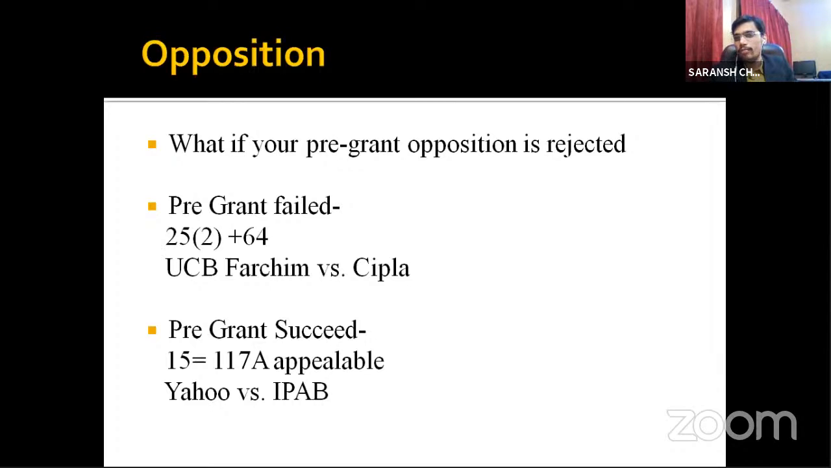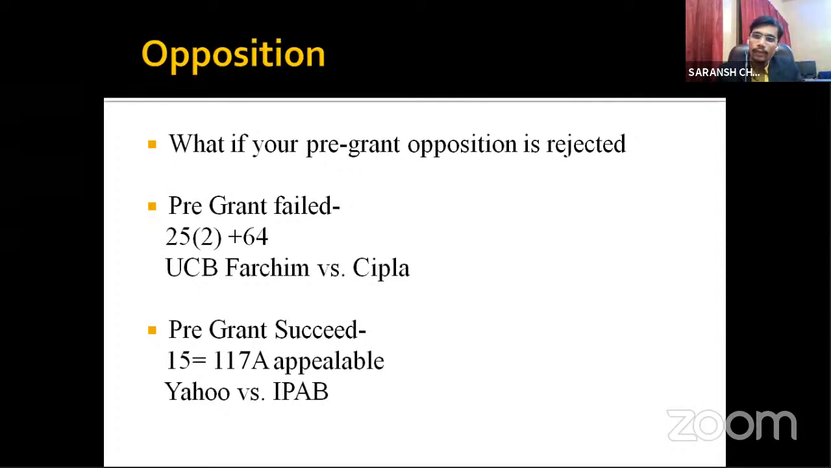So it means that the decision of the controller in the pre-grant opposition, even if it is a pre-grant, is deemed to be an order under section 15. And section 117A, which talks about appeal, makes section 15 applicable. So you have to link section 25 clause 1 with section 15 of the Patents Act and then go to section 117A. This is a long process which we have to go through. It was decided in the case of Yahoo versus IPAB that the order of the controller is an order under section 15, and hence it can be appealed under section 117A.